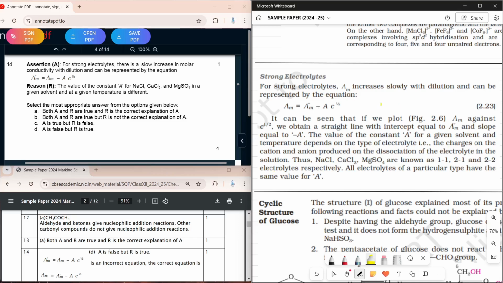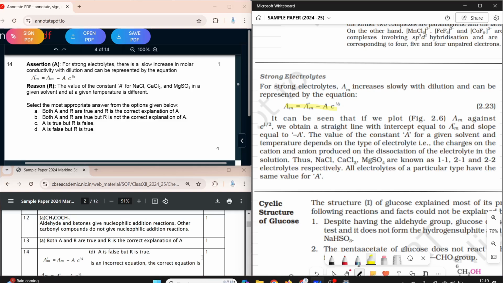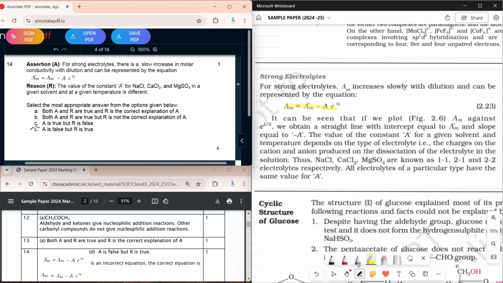So we've been given the exact same sentence. However, if you notice, the equation is incorrect. So obviously A is going to be false. However, the value of the constant A for NaCl, CaCl2, MgSO4 is also given, and again the same sentence is mentioned over here. For a specific temperature, the value is dependent on the nature or type of the electrolyte, and because of that the values are going to be different. So A is obviously false, and R is true. We know that for a fact.